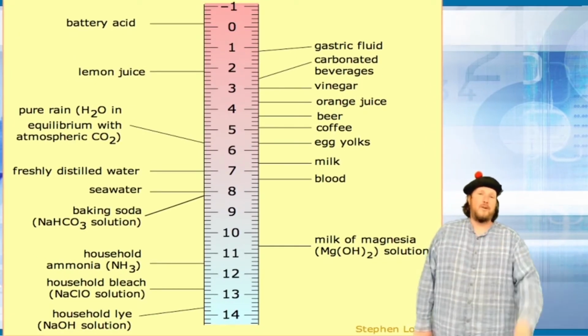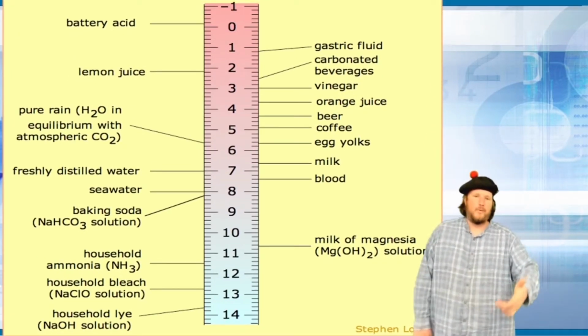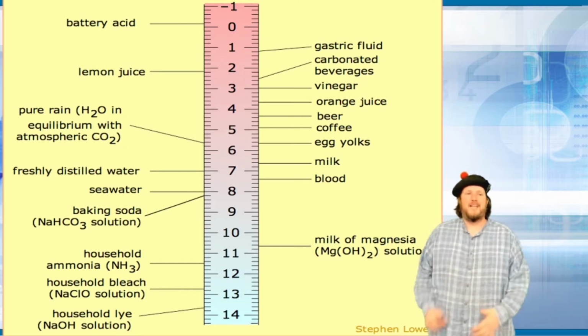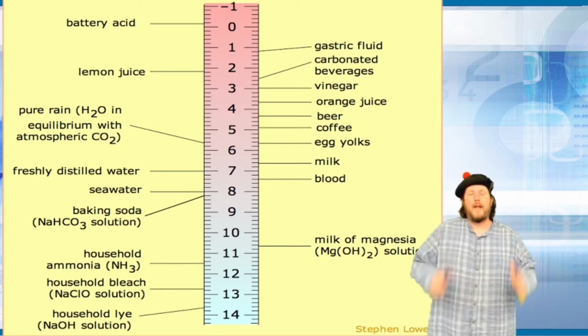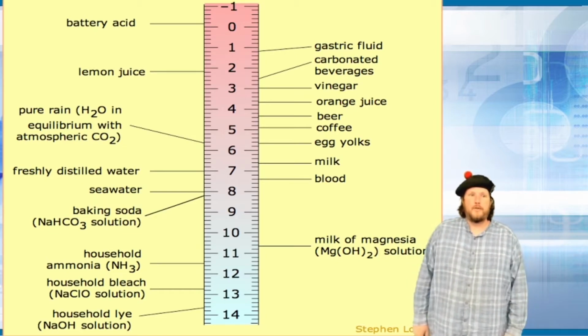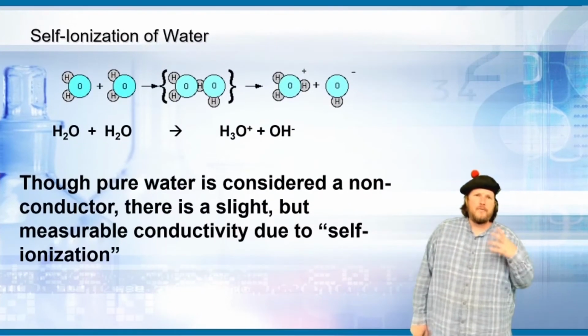Here again is the chart of pH from -1 all the way to like 14.5. It can go a little lower, a little higher, but generally 0 to 14 is our typical pH range of non-freaky things. So, self-ionization of water.